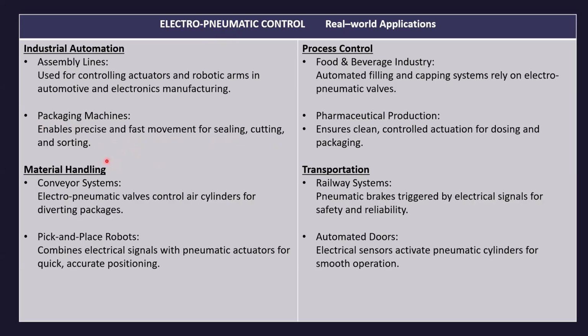Well, large print shops, that's where they print the newspapers and things like that, or big sheets of paper, baseball cards, for example, and all that stuff. Those are huge machines, but it doesn't take much power to lift a sheet of paper. Right? All right, material handling applications, conveyor systems: electro-pneumatic valves control air cylinders for delivering and diverting packages.